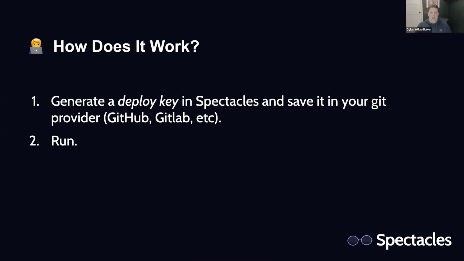The way this works is we basically just need access to your code. We need to be able to pull your code down so that we can run the linter on it. So you go into the Spectacles UI, you generate a deploy key, you add it to your Git service, typically GitHub, GitLab, Bitbucket, Azure DevOps, whatever you're using, and then you run it from the UI. It really is as simple as that. We've been really focused on not needing you to write anything yourself to get started. You really just put a key so you can give us access and you run it from there.